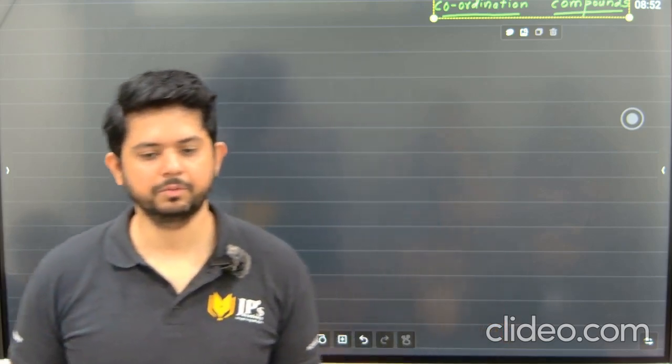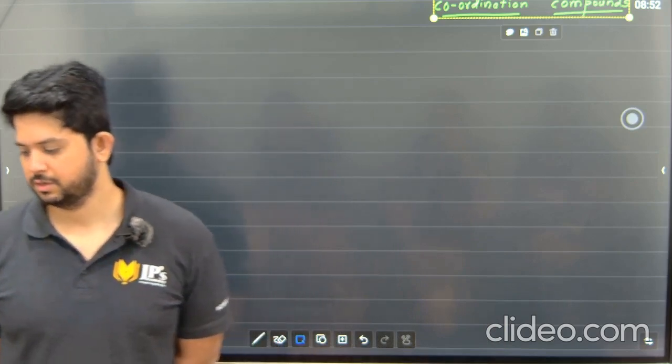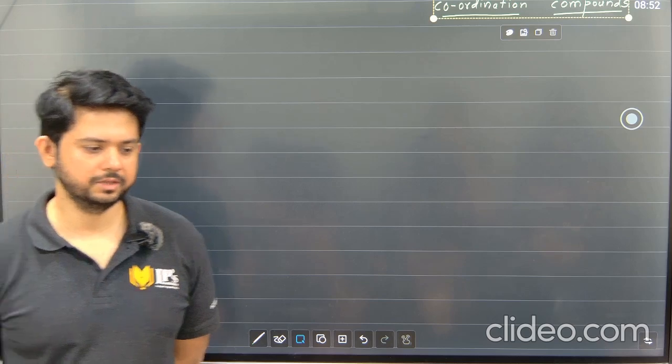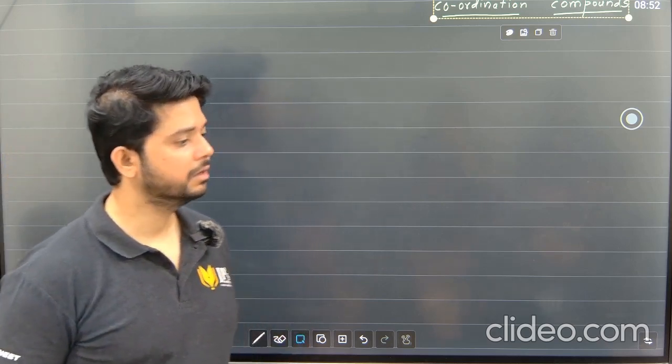उसमें नहीं होएगा. The only inorganic chapter probably जिसमें we don't have to really memorize anything. अच्छा, एकदम conceptual based chapter है.